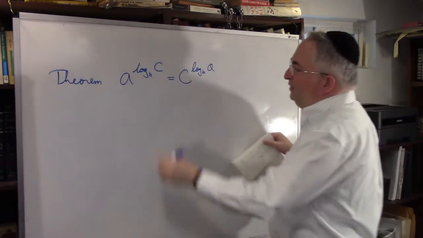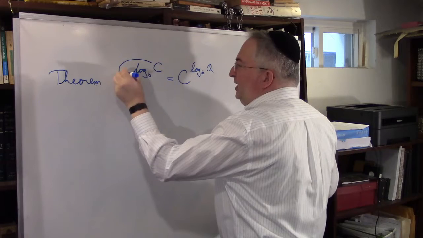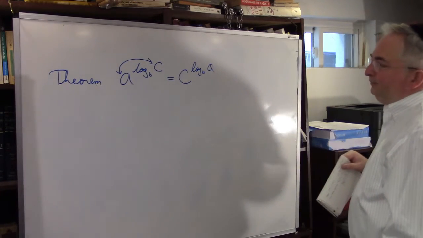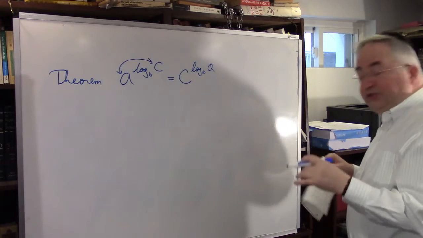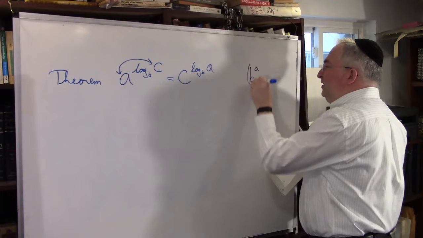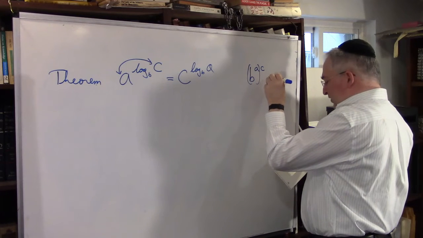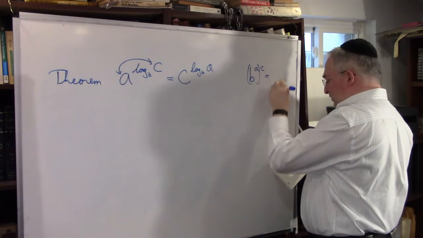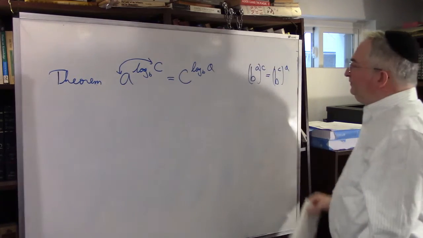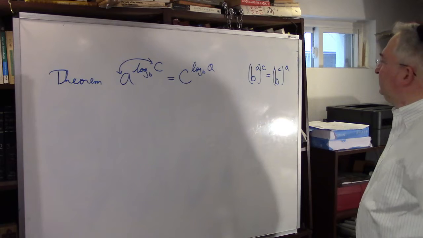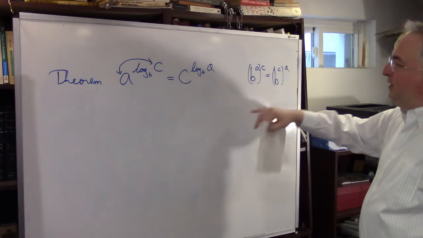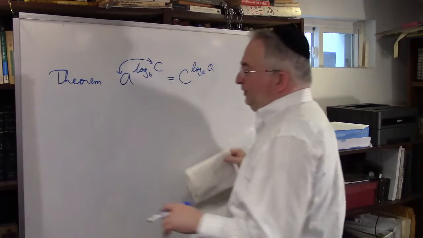Okay? Notice what's going on here. The a and the c are swapping. In terms of exponentials, this is like b to the a to the c being equal to b to the c to the a. Kind of similar to that. Okay? What's the inner exponential? Anyways, let's prove it. Proof.